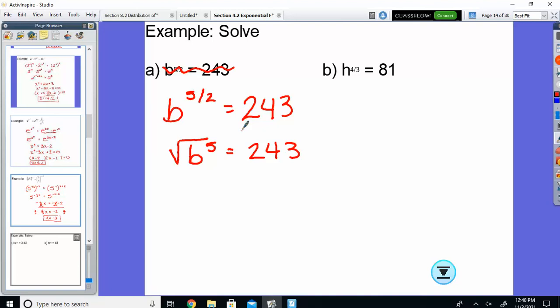Doesn't matter which one we get rid of first. So what do you want to do? Square root. So the opposite of a square root is a square. So the square root and the square drop, so I have b to the 5th equals 243 squared.